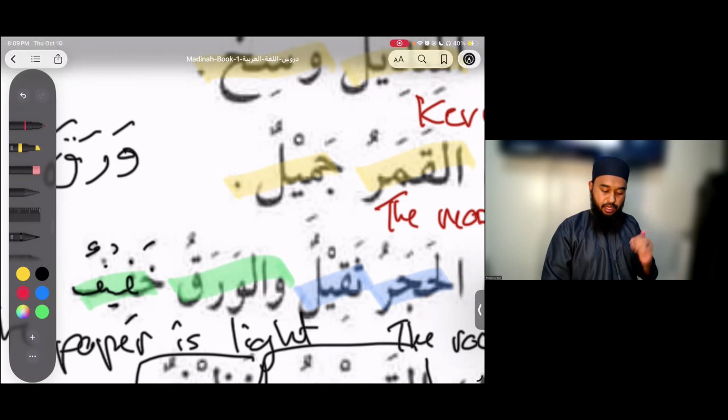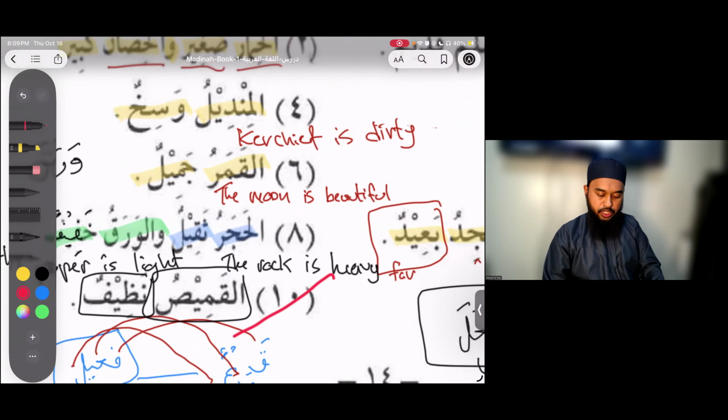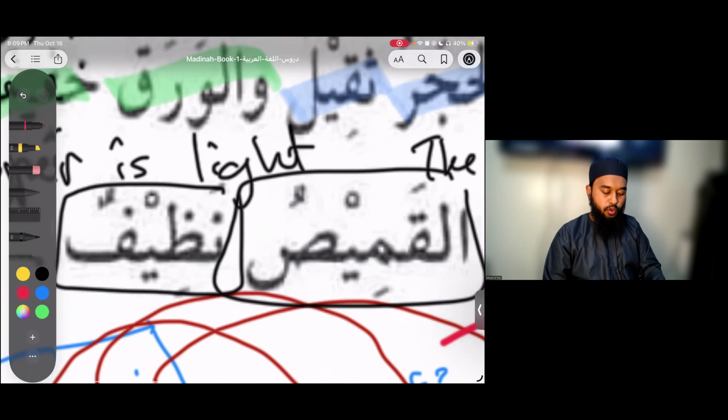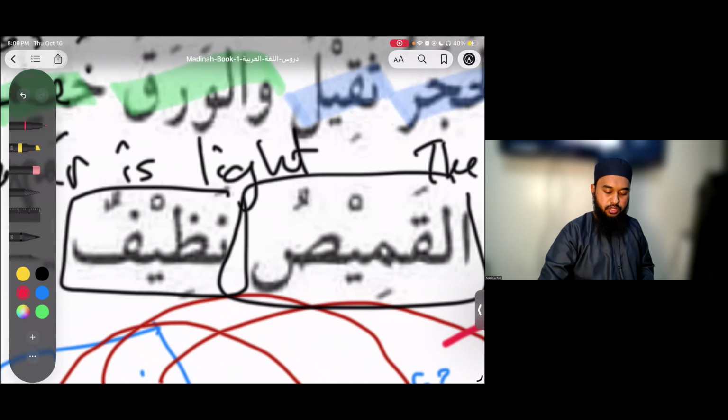The stone is heavy, and the opposite of heavy is light. Let's do one last one. We've done this word many times, even in Tasheel an-Nahw. Anyone could just shout out the answer for this.